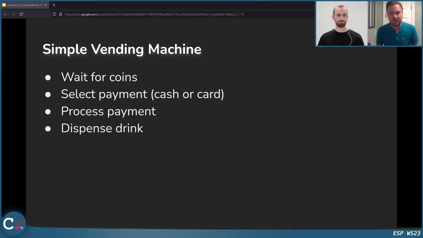It just has one drink or one product with the same price, so I don't have any choice what to select. Keep it very, very simple for this time. We can, of course, think about more interesting vending machines where I also have selection and different prices, but I wanted to keep it very low level for now. Okay, so we have our requirements. Let's think of a way how we can represent this information or this process now.